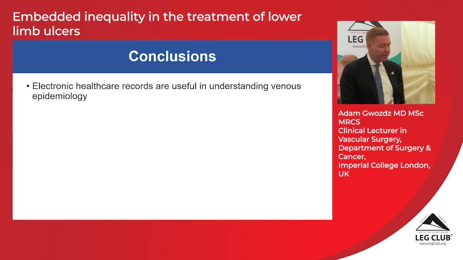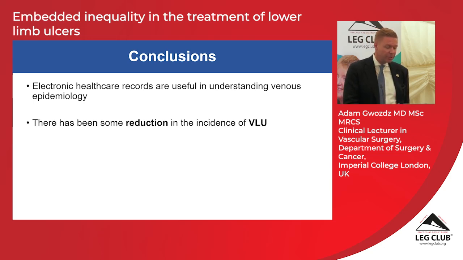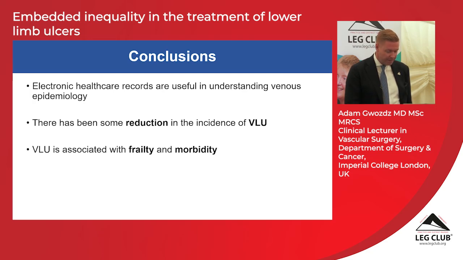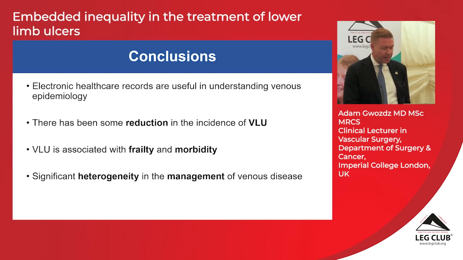So from all that, our electronic health records are useful in understanding venous epidemiology as well as the geographical variations. There's been some reduction in the incidence of venous leg ulcers, but this hasn't been significant considering that we've got a lot more advancements in access to patients and levels of treatment. Venous leg ulcers are associated with morbidity and frailty, and there is significant heterogeneity in the management of venous disease. And we just all need to do better, and we need to incentivize in any way we can to ensure that we improve that.